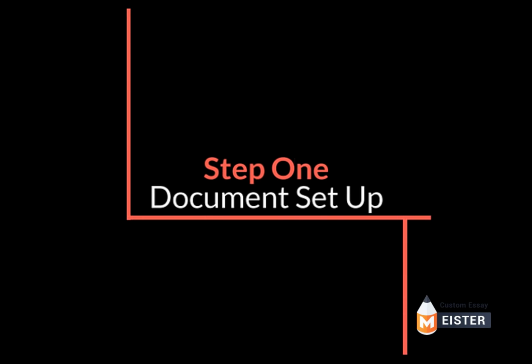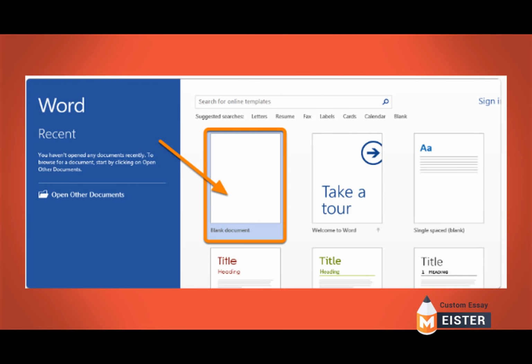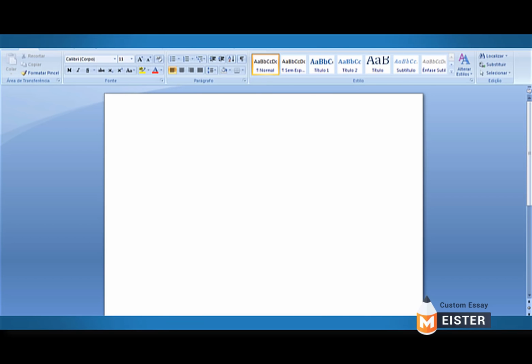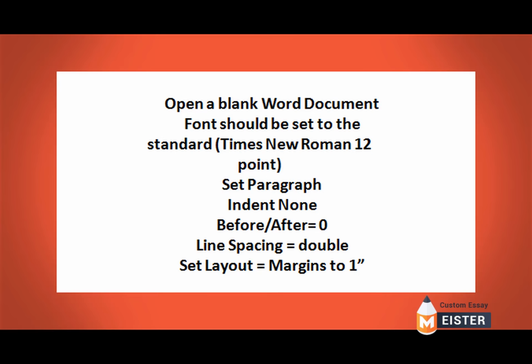Step 1. Document Setup. Open a blank Word document. APA recommends using 12-point Times New Roman font. If not using Times New Roman, then another sans serif typeface should be used for its readability.